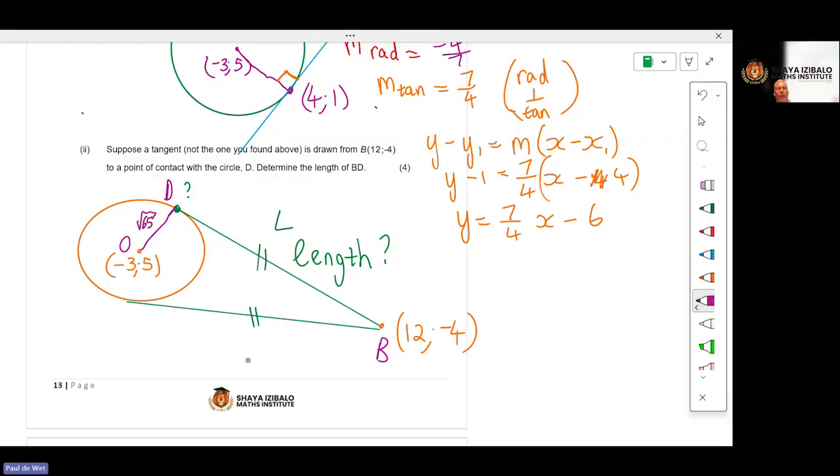So now we can construct a line from O to B. And we know from Euclidean geometry that we will have ODB at 90 degrees. Well done. There's a right angle in here. I haven't drawn it very well.